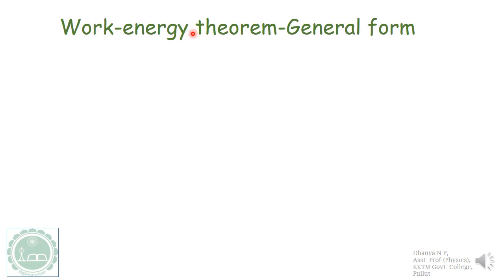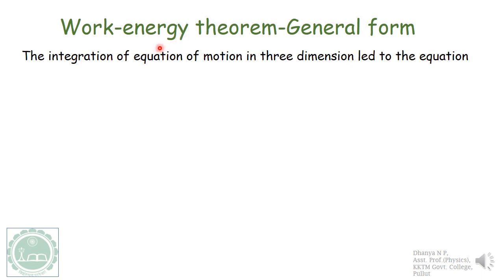We are familiar with the equation of motion in 3 dimensions. And integrating this equation of motion in 3 dimensions, we have already seen half m vf square minus half m vi square is equal to the integral from Ri to Rf of F dot dr. Ri is the initial position vector and Rf is the final position vector. That is the change in kinetic energy.